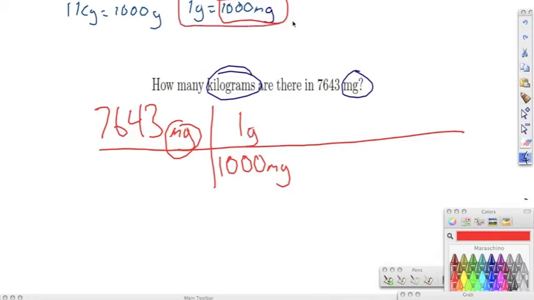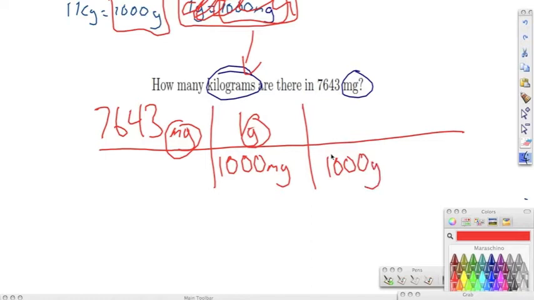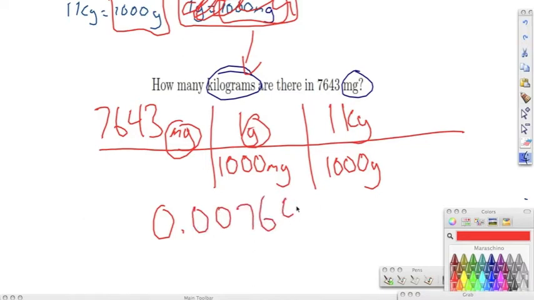Now, we did not get to our final unit of kilograms, so we got to keep going. And again, whatever's on top has got to go on bottom. So we already used this, so we can't use it again. We have 1,000 grams, and that unit matches up, equals 1 kilogram. We multiply the top and divide by the bottom, and we should get an answer of 0.007643. And since those units will cancel out as we go, that answer will equal kilograms.